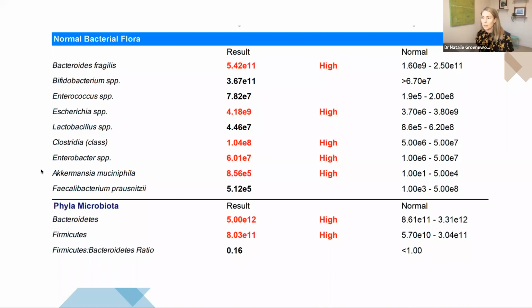High Akkermansia. So again, previously we saw this low in the last case. When it's high, we're thinking that there's elevated sugar availability in the colon because they love to feed off of that. So this can be from a high intake of carbohydrates or poor carbohydrate digestion. I always ask my patients with high Akkermansia, what is their carb intake? Can we diversify their macronutrients a little bit more? Common in vegetarians and vegans to have this a little bit elevated.